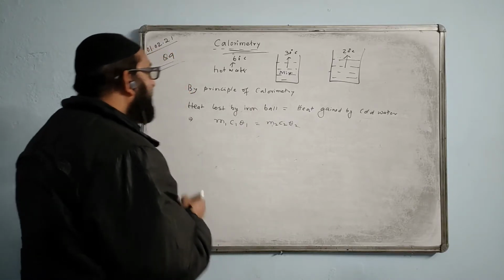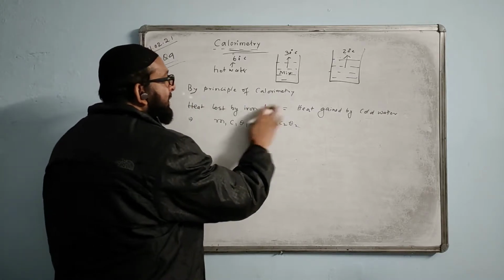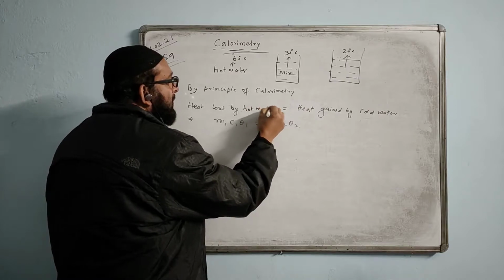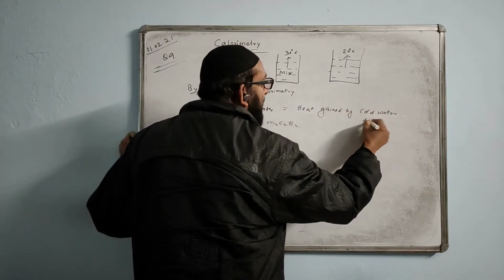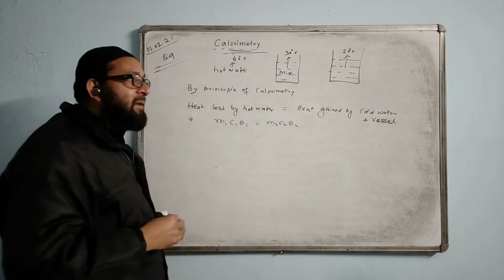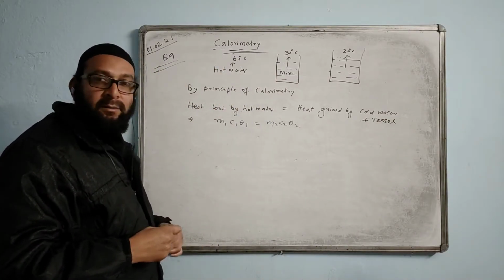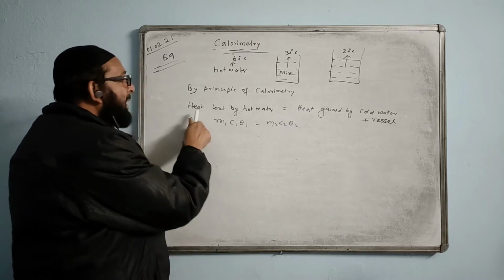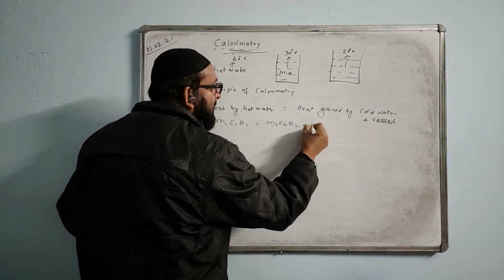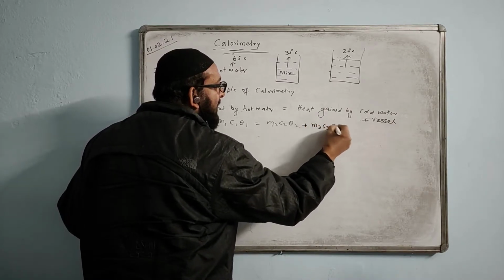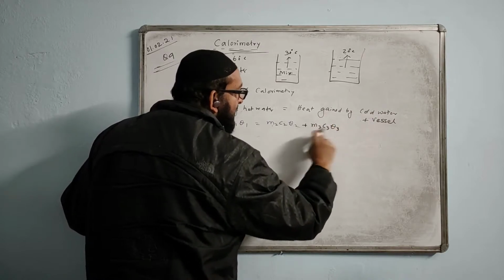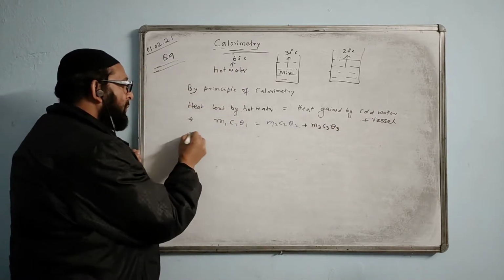So now I am getting the equation by the principle of calorimetry. Heat lost by hot water is equal to heat gained by cold water plus vessel, because the vessel will also gain heat. So here we will write the equation m1 c1 theta 1 is equal to m2 c2 theta 2 plus m3 c3 theta 3. This is for the vessel, the heat absorbed or gained by the vessel.